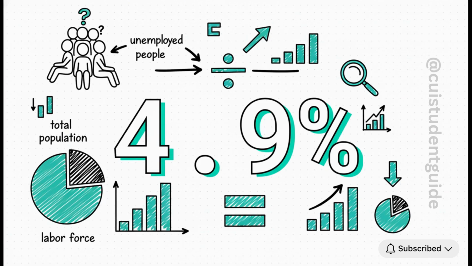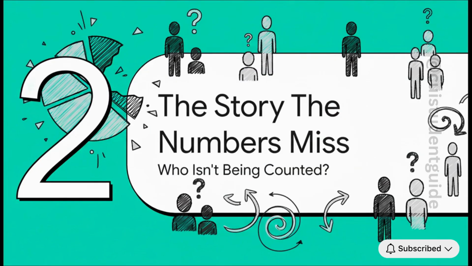The unemployment rate is not the percentage of the entire population that's out of work. It's the number of unemployed people divided by the total labor force. So, using those 2016 numbers, you take 7.8 million, divide it by the labor force of about 158 million, and there you have it, 4.9%. But that one clean number, as neat as it looks, doesn't tell the whole story.